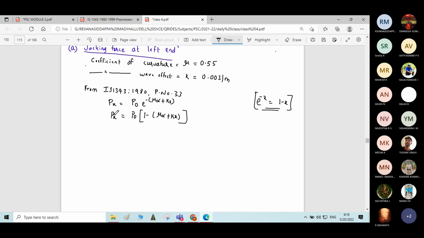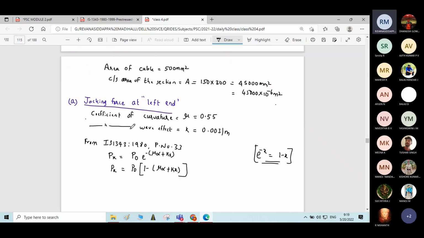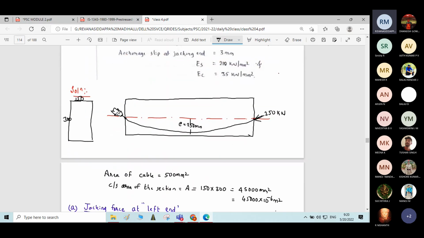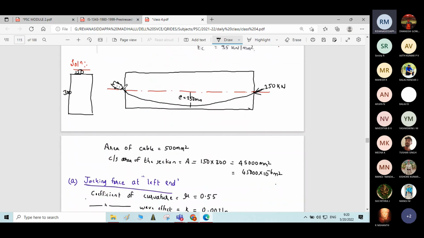Now we'll find the terms one by one. What is the question here? The question is to find P naught only, that is, the jacking force required at the left end, the initial force, so as to cause a force of 250 kilonewton at the right end.